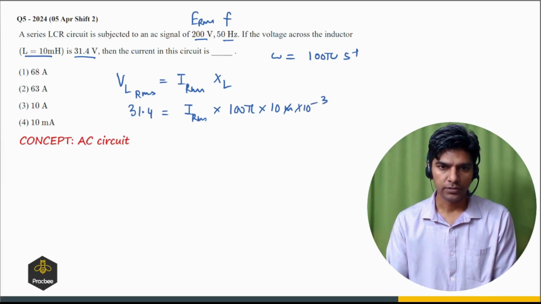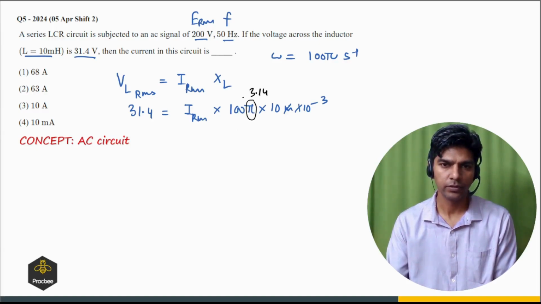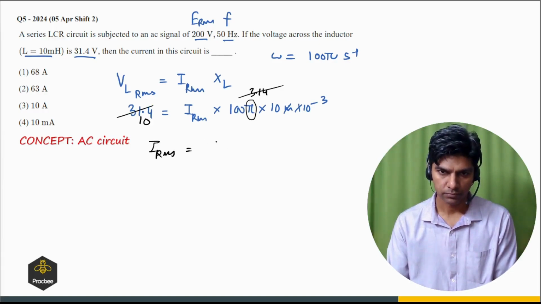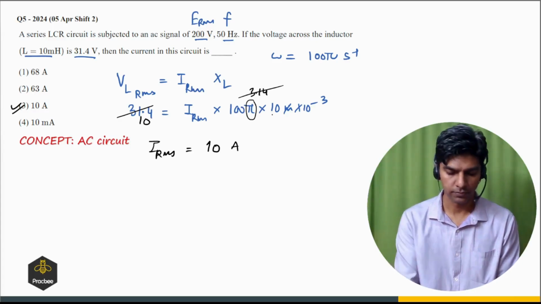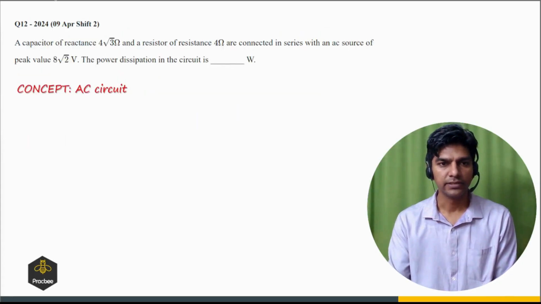Right, so from this we have to find the RMS value, IRMS. So this pi is 3.14. So this will give us 10 here. So IRMS will be, this will be 10,000. So we are getting IRMS as 10. So 10 ampere is the answer of this question. Okay, let's see the next question.